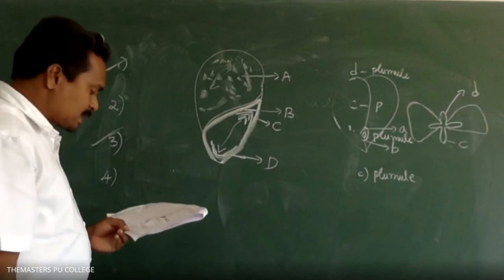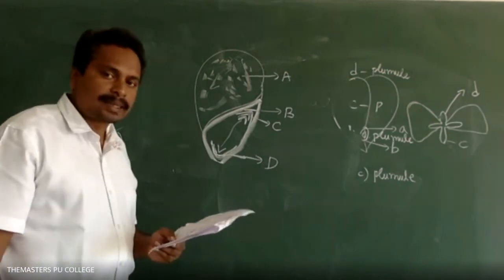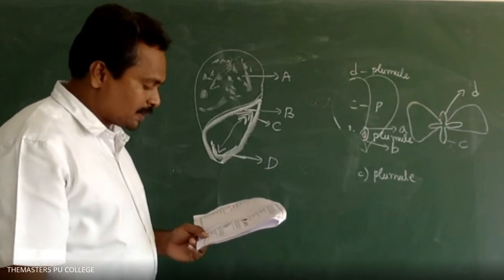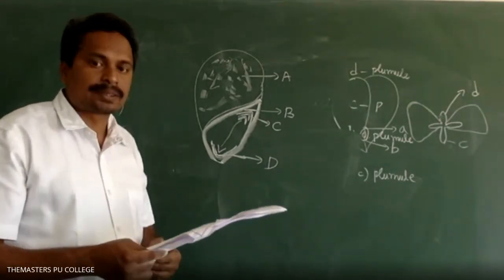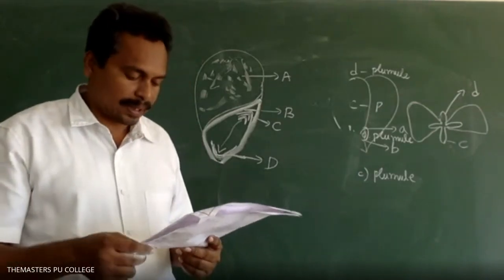Next, persistent calyx is present in: option 1 is Brassicaceae, option 2 is Liliaceae, option 3 is Fabaceae, option 4 is Solanaceae. What is the answer for this question? Option 4, Solanaceae. Very good. Option 4 is the correct answer.